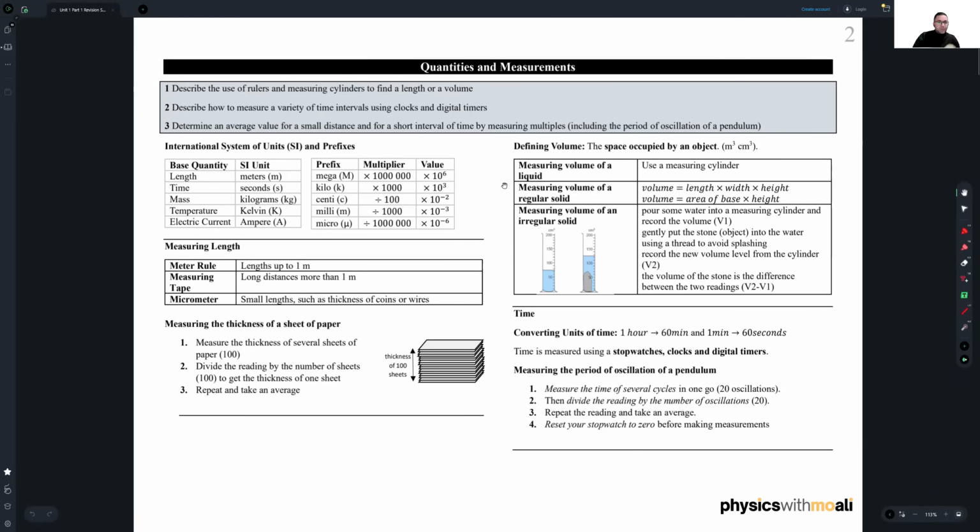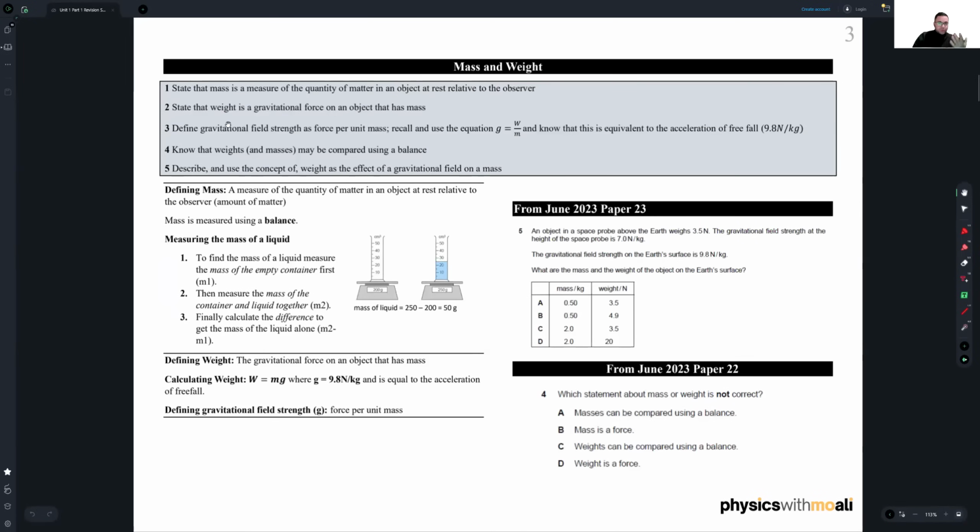So this is the part about measurements. If you flip on to mass or weight, you need to state that mass is... you'll notice how everything is listed exactly as it is in the syllabus. This is not something I will read in detail with you.